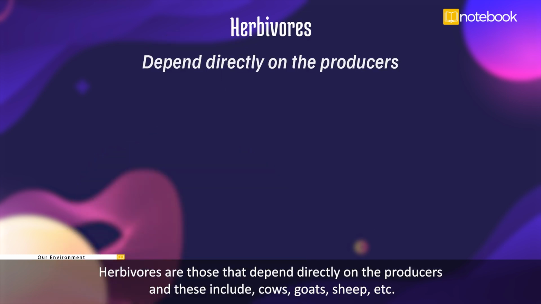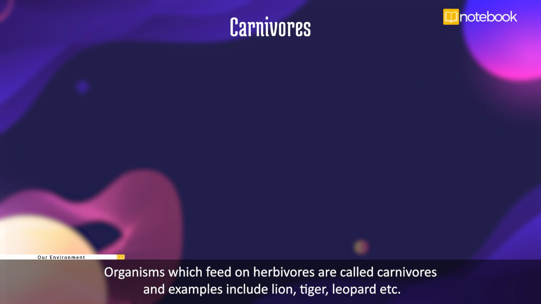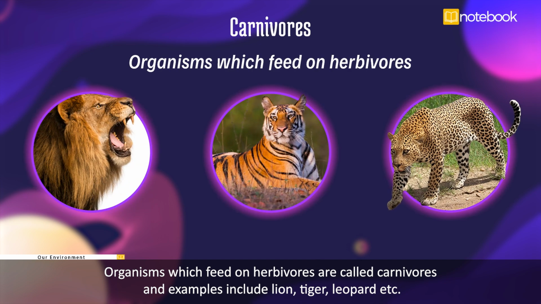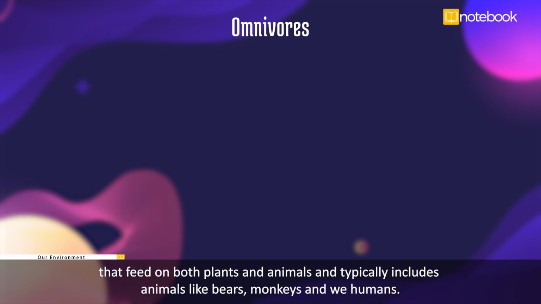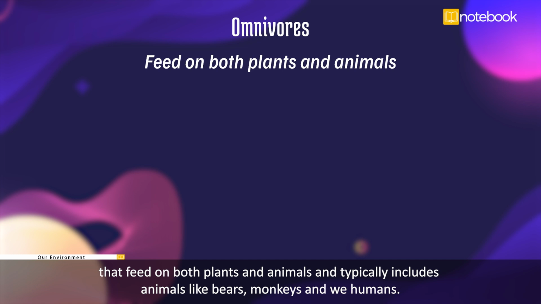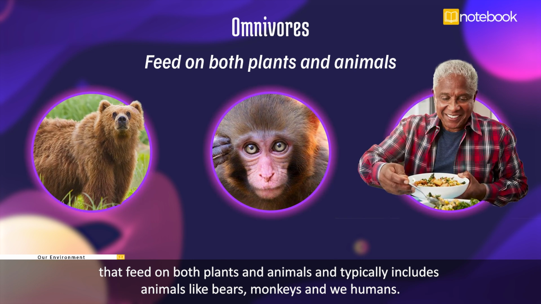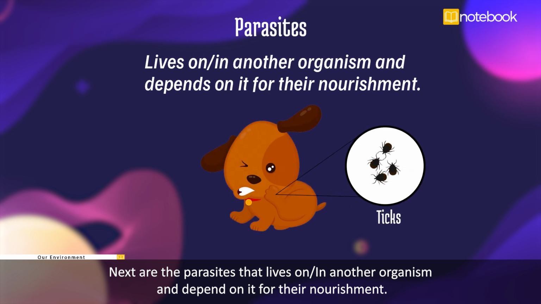Herbivores are those that depend directly on the producers, and these include cows, goats, sheep, etc. Organisms which feed on herbivores are called carnivores, and examples include lion, tiger, leopard, etc. The third category are the omnivores that feed on both plants and animals and typically includes animals like bears, monkeys, and we humans.